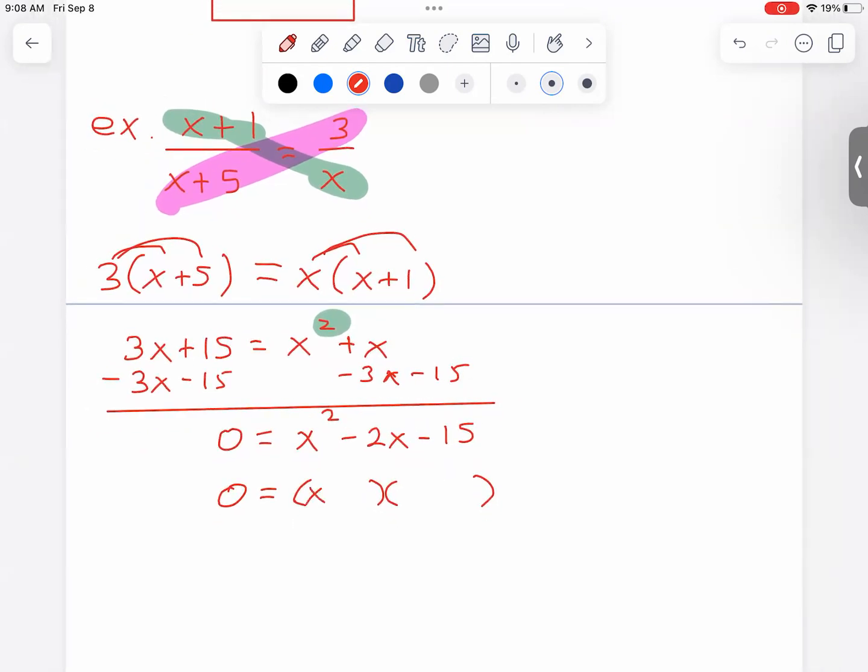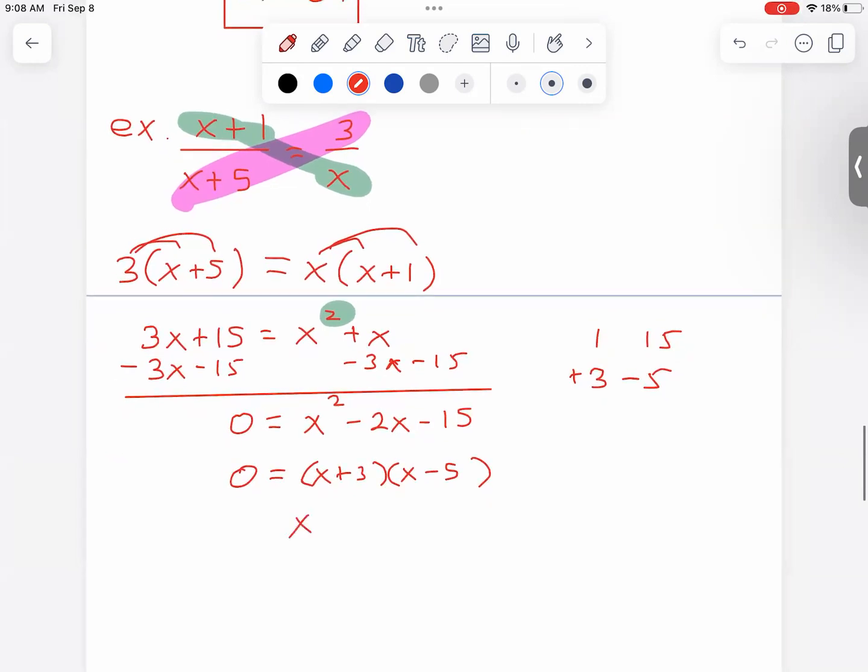So I have x and x, and I need factors of 15. So either 1 and 15 or 3 and 5. But remember, I have to get negative 2 from them. So that's going to be a positive 3 and a negative 5. So that factors into x plus 3 times x minus 5. And then I set them both equal to 0 to get my two solutions.